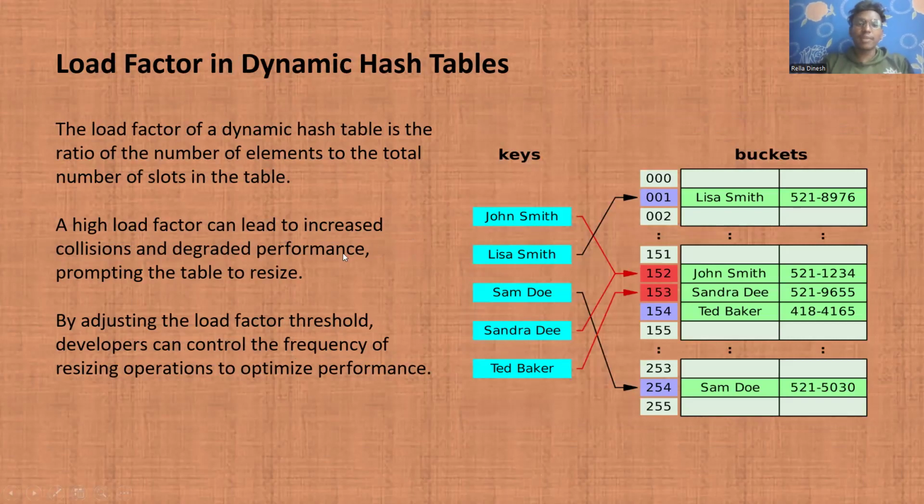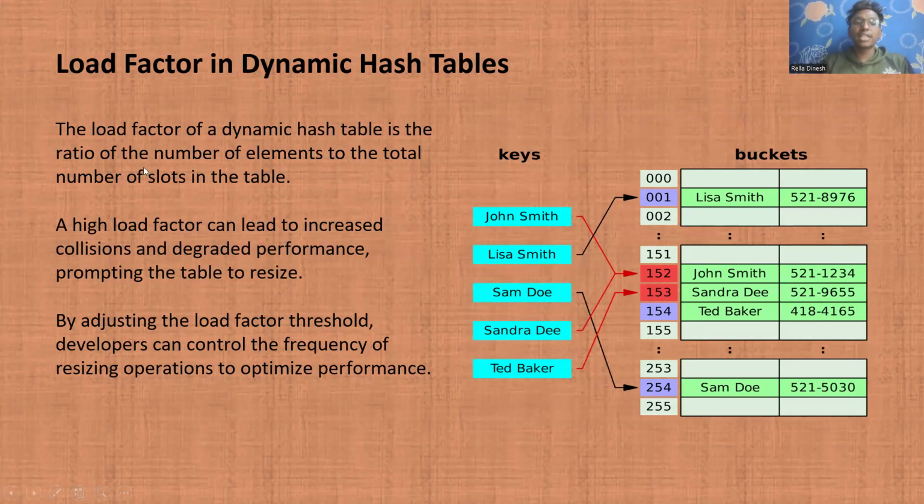Load factor in dynamic hash tables. The load factor of a dynamic hash table is the ratio of the number of elements to the total number of slots in the table. A high load factor can lead to increased collisions and degraded performance, prompting the table to resize. By adjusting the load factor threshold, the developer can control the frequency of resizing operations to optimize performance.